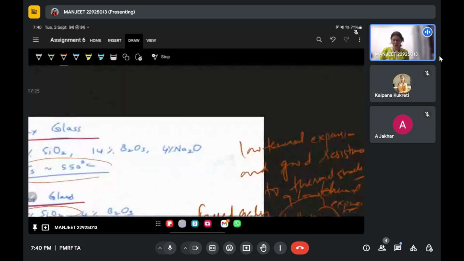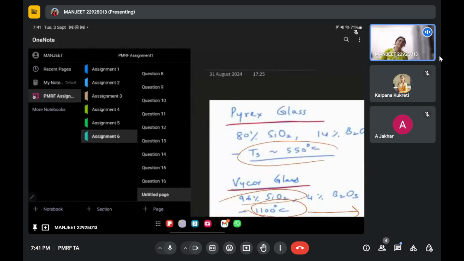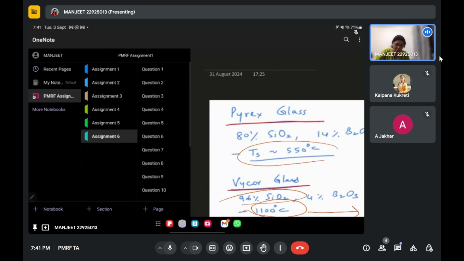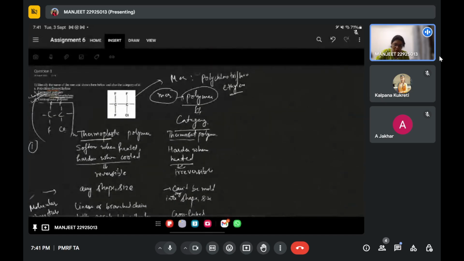So this is all about assignment number 6, where we have mostly discussed silicates and polymerization, what a mer unit is. The mer is the basic unit of a polymer, and a polymer is basically the repetition of the mer unit. So we have discussed silicates and polymers in this assignment number 6. In the first question, we have to identify the mer unit and the corresponding category.